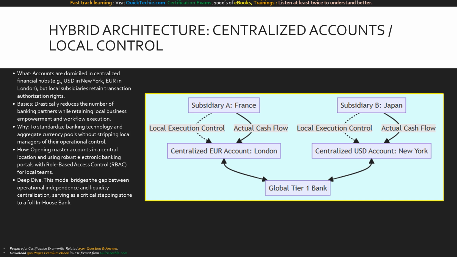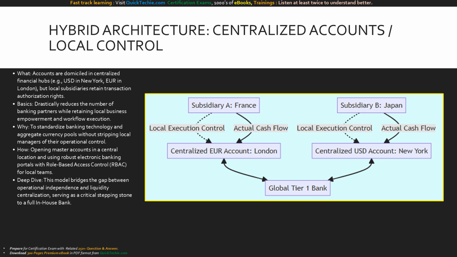Why do this? It drastically reduces your number of banking partners and pools your currencies naturally, while still allowing local managers to feel empowered. How is it executed? You open the account centrally but use robust electronic banking portals to grant strict, role-based transaction access to local teams. Deep diving, this is a brilliant transitional design. It bridges the gap between chaotic decentralization and strict centralization, preparing the corporate culture for the ultimate goal, the in-house bank. Look at the evolution in this diagram compared to the previous decentralized model.